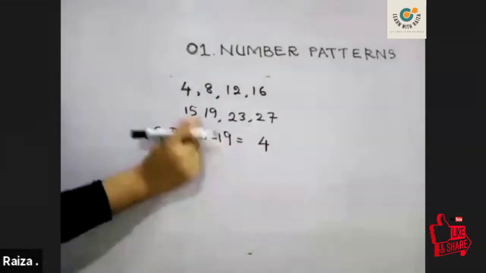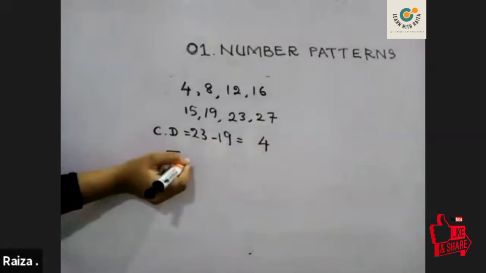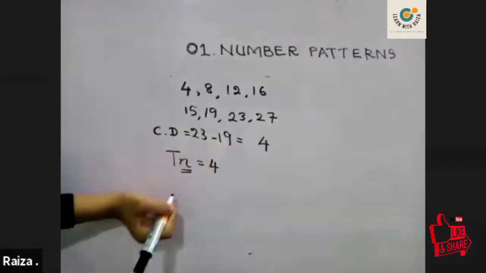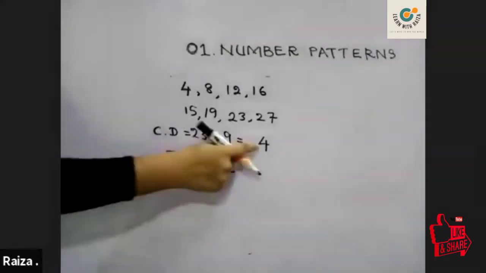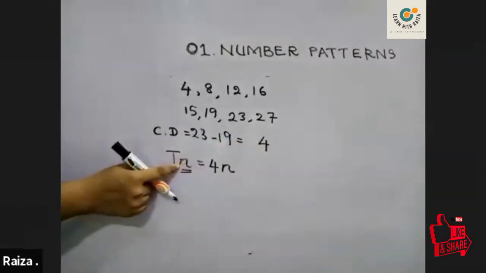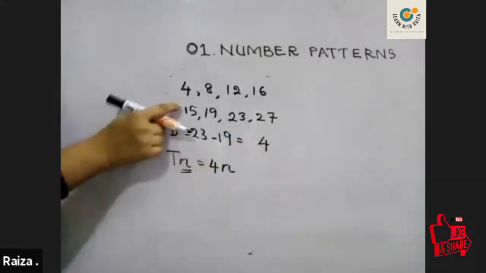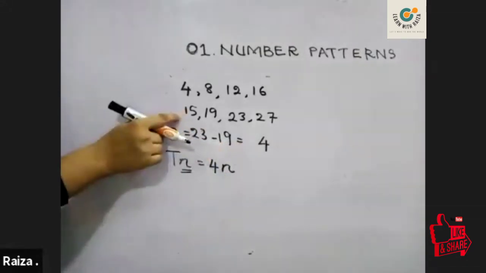Difference is 4. Common difference is 4. How do you build up the general term? Listen very carefully. Write down the common difference. Since you are finding the general term, write 4n. Common difference multiplied by general term n, the nth term. Now, if I want the first term to be 15, can 4 times 1 make 15?